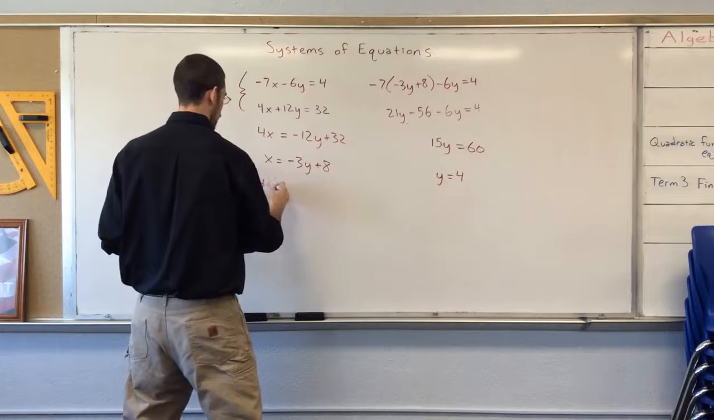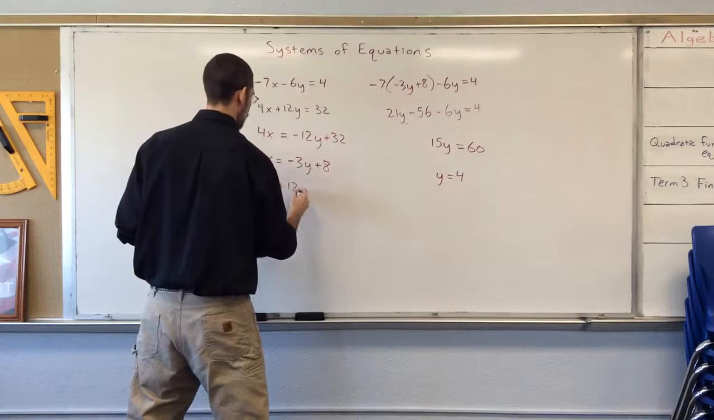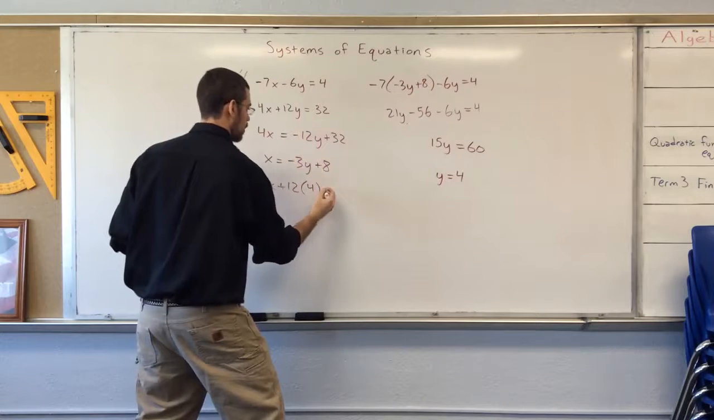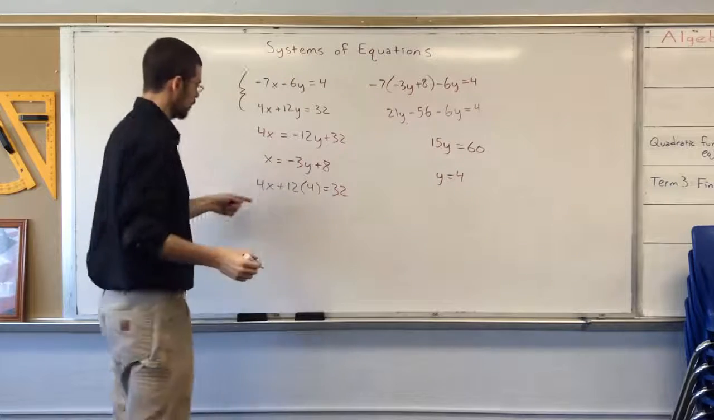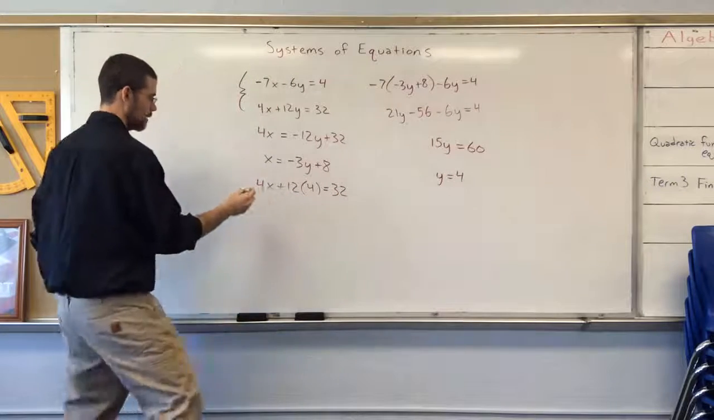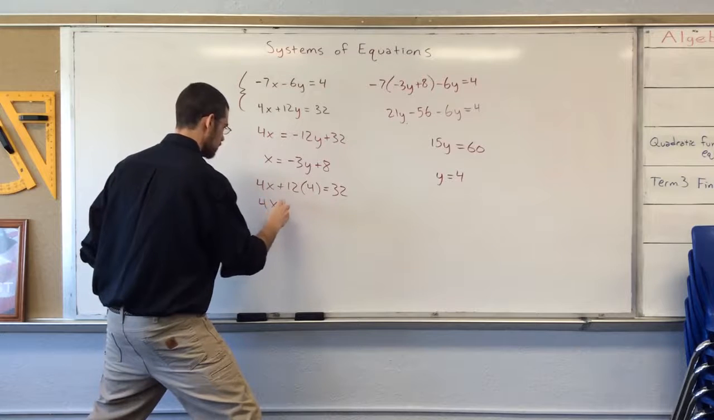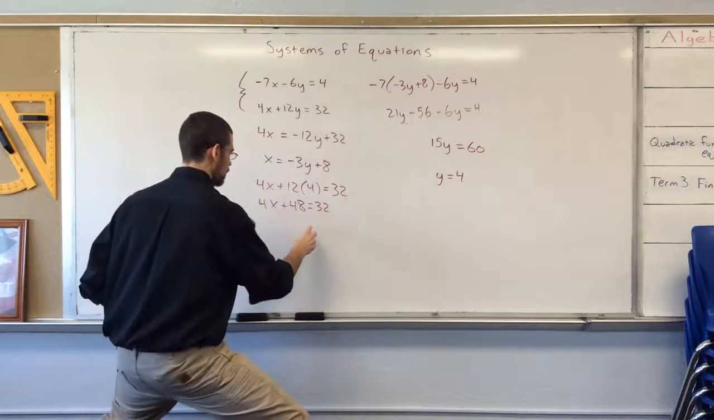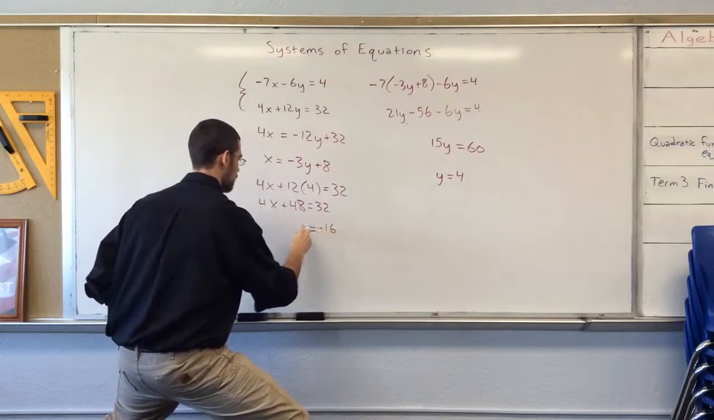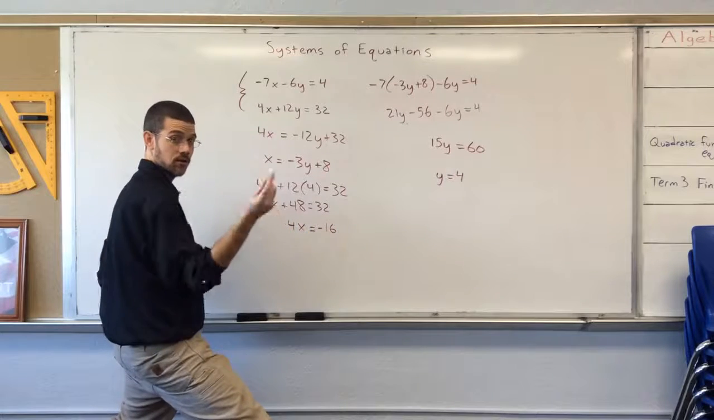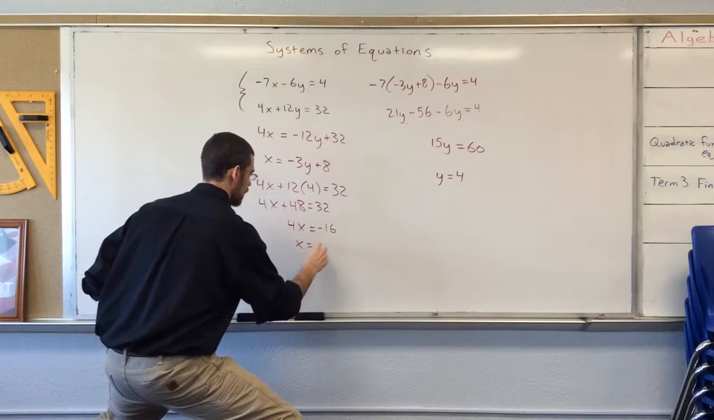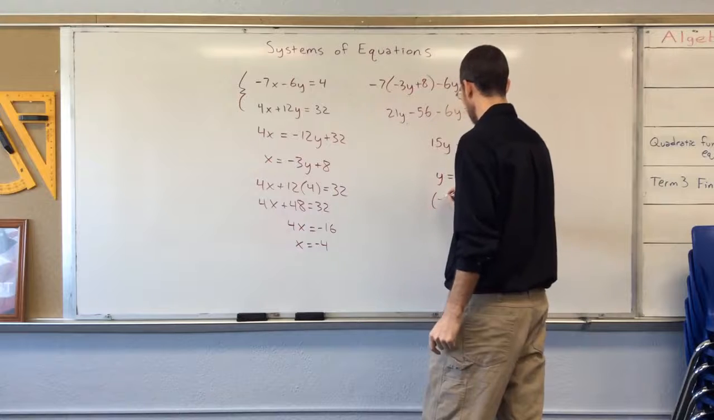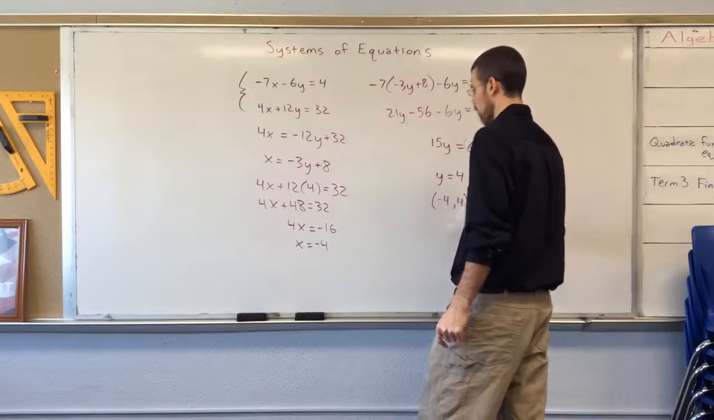4x plus 12 times y, the y is 4, so we substitute 4 for the y, and that equals 32. And then we can solve this equation for x. So we get 4x plus 48 equals 32. Subtract 48, and that gives you negative 16 equals 4x. Divide by 4, and that gives you x equals negative 4. So our solution should be negative 4, 4.